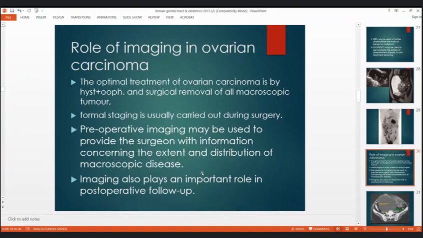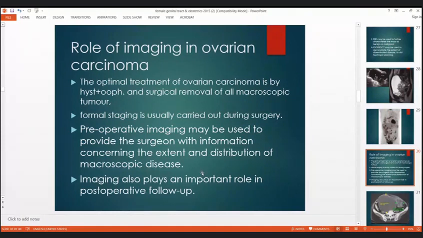So, the role of imaging in ovarian carcinoma. The optimal treatment of ovarian carcinoma is by surgery: bilateral salpingo-oophorectomy and hysterectomy for surgical removal of all macroscopic tumor. Formal staging is usually carried out during surgery.